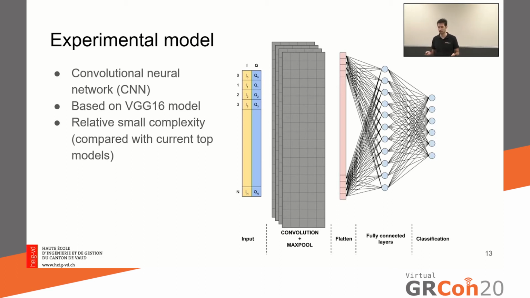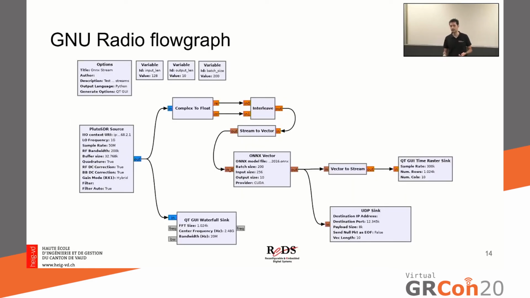But this is not a talk about deep learning. It is based on a model called VGG16, which is a model used for computer vision, if I'm not mistaken. The model used in the paper is relatively small compared with the models that you can find in the literature nowadays, but it's complex enough. I think that it has around 350,000 parameters.